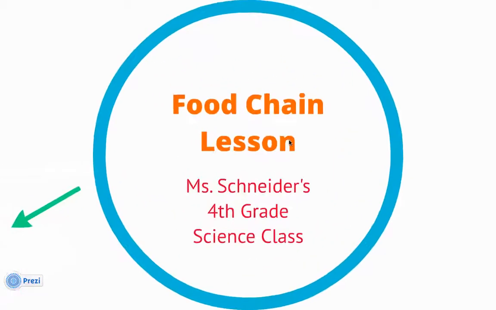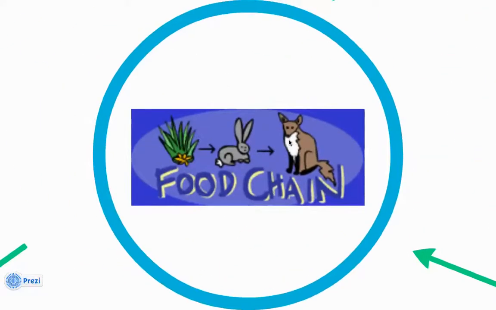I want everyone to take a second and think about what the word food chain means. I want everyone to break down the two words into food and chain. Food is what we eat for breakfast, lunch, or dinner, or if you have a snack. And chain is something that connects objects together. So a food chain could mean things that we eat that are connected to one another.